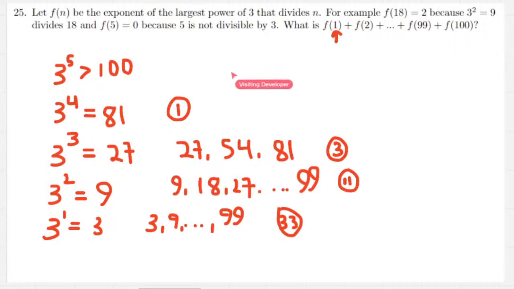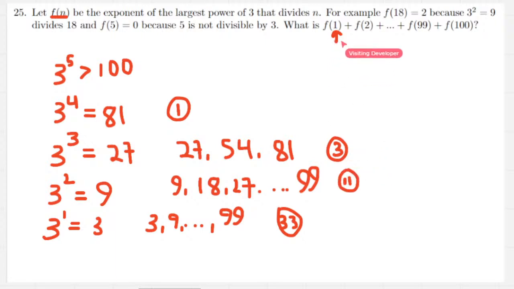And if we look at the other powers, 3 to the 0th power, while every number from 1 to 100 is a multiple of 3 to the 0, or 1, this doesn't contribute any amount to our total sum, since f of n, in this case, 3 to the 0 will just contribute a sum of 0, which doesn't affect our total sum.